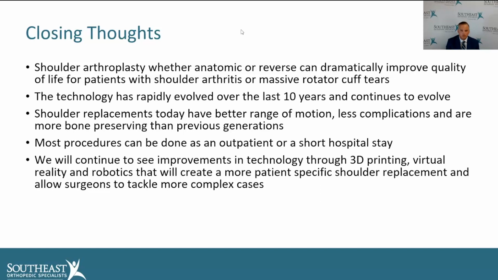Is there a weight limit for lifting your shoulder after surgery? No. After you recover, for an anatomic, it's kind of like recovering from a rotator cuff. So I do have some lifting restrictions for the first 2 to 3 months, but then you can get back to it for sure. And for a reverse, really not.